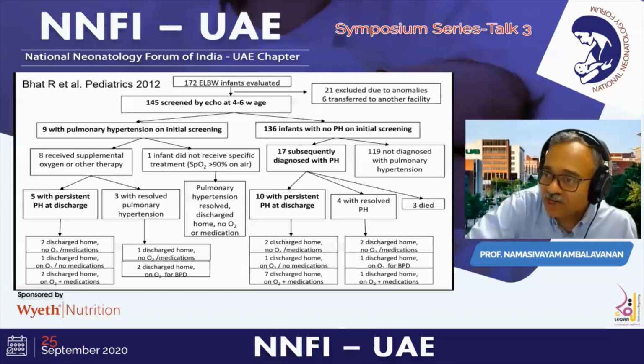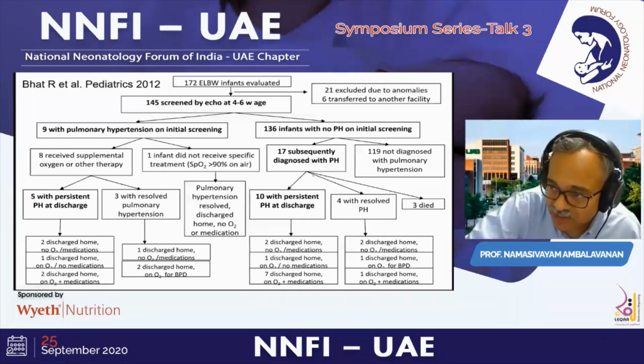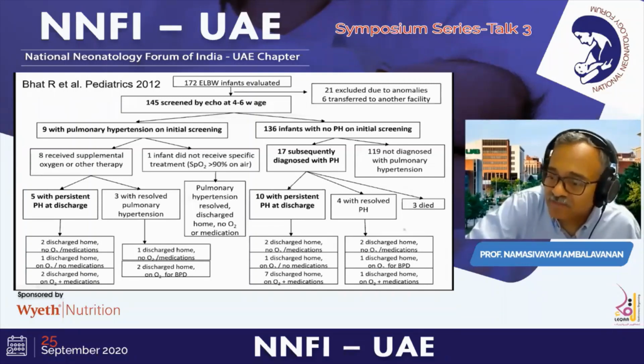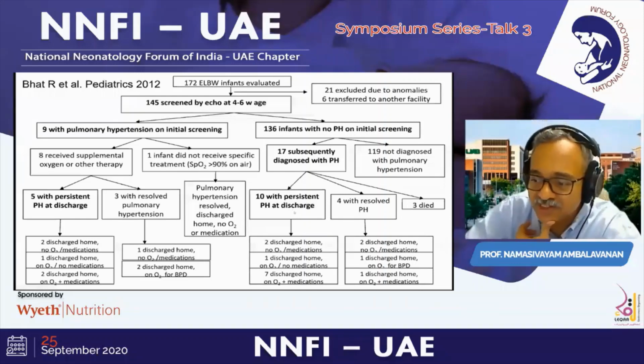Of the remaining 136 who did not have pulmonary hypertension in initial screening, 17 of them were subsequently diagnosed with pulmonary hypertension, usually around 3 months of age. And most of these infants also had persistent pulmonary hypertension at discharge, and some of them also died. So of the 10 who had persistent pulmonary hypertension at discharge, 7 were discharged home on oxygen with medications, 1 on oxygen but without other medications.